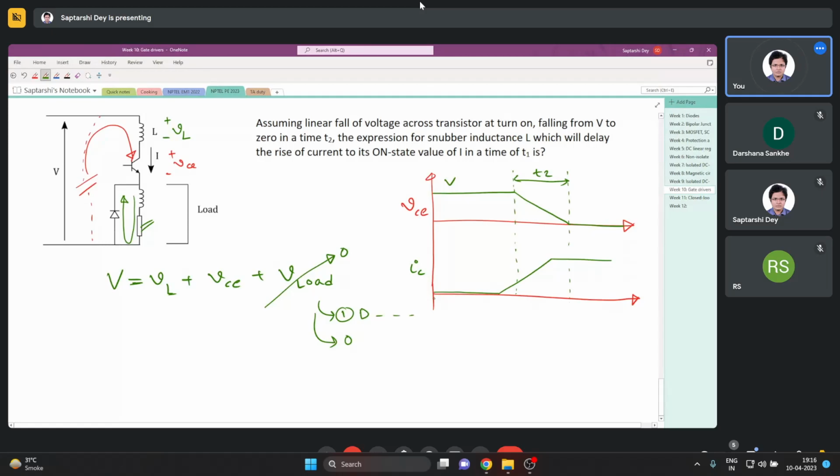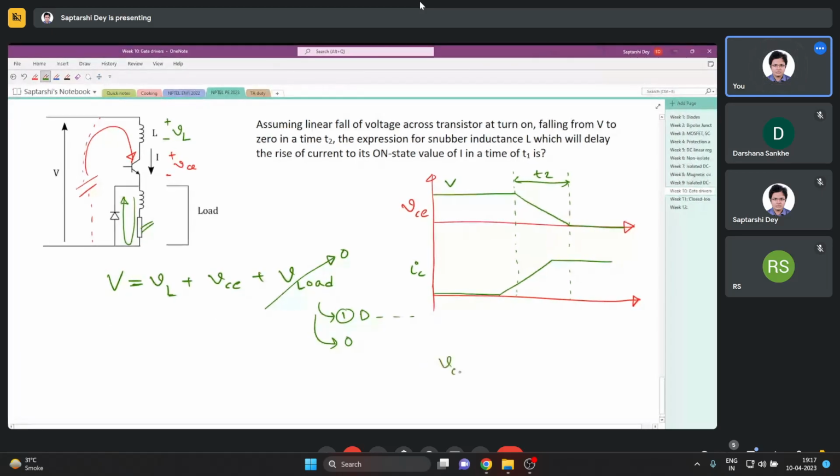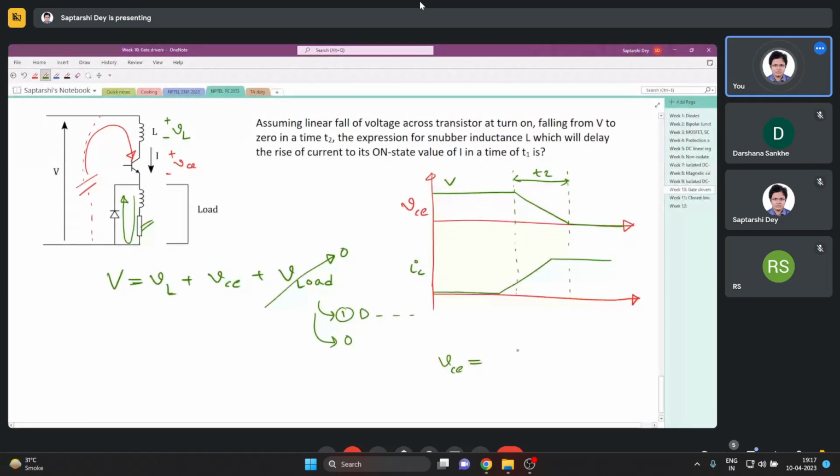Okay, so from here what we can write is, what do we have? We have the equation for VCE, right? VCE is, like y equals mx plus c.